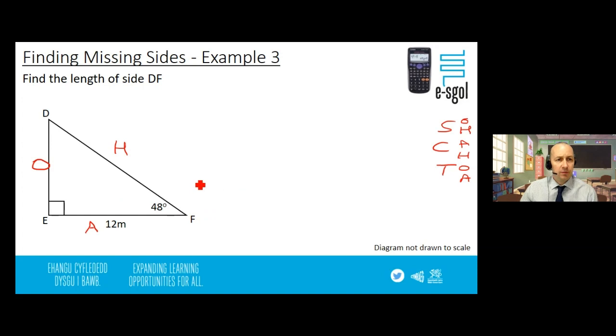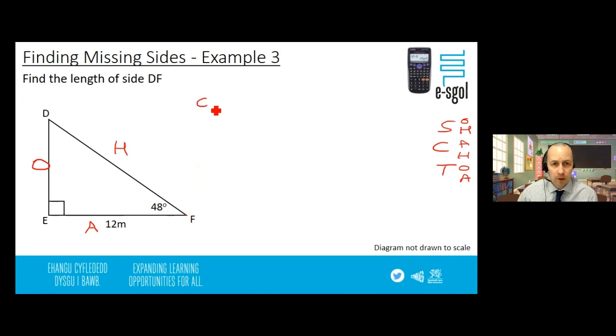I'm thinking to myself, what do I need to use? Sine, cos, or tan? But it says find the length of DF. So DF, there's D up in the top corner. I'll do that top corner, I've done a little circle on. F is there in the bottom corner. So I'm finding the hypotenuse. So what formula uses the hypotenuse and adjacent as part of the formulas? Hypotenuse and adjacent, that's going to be cos.